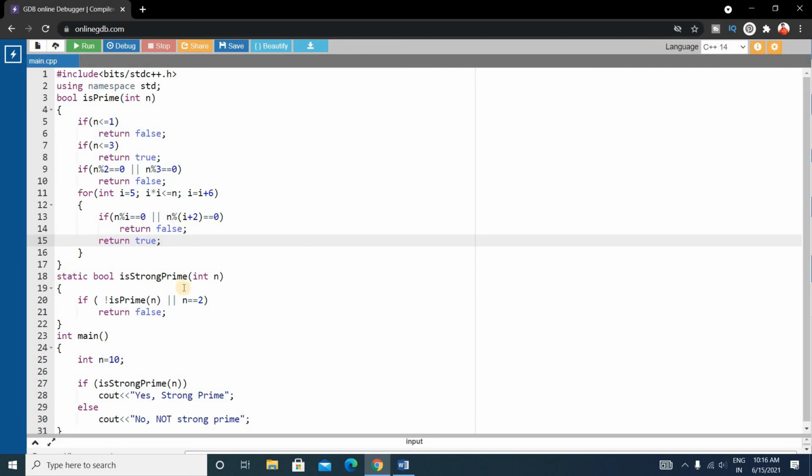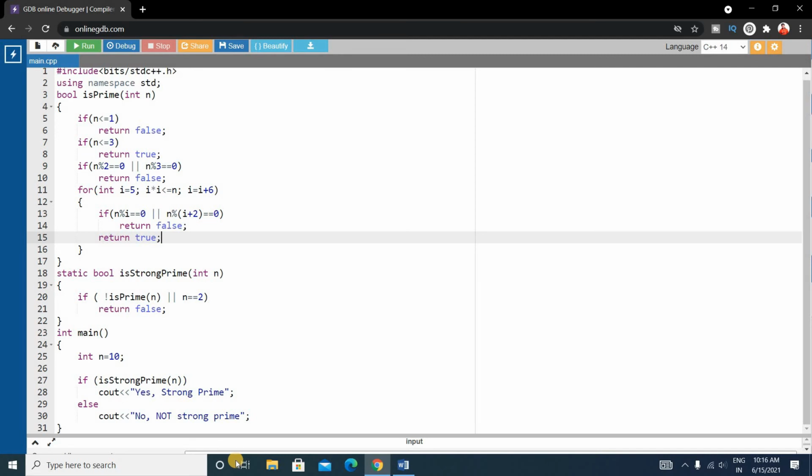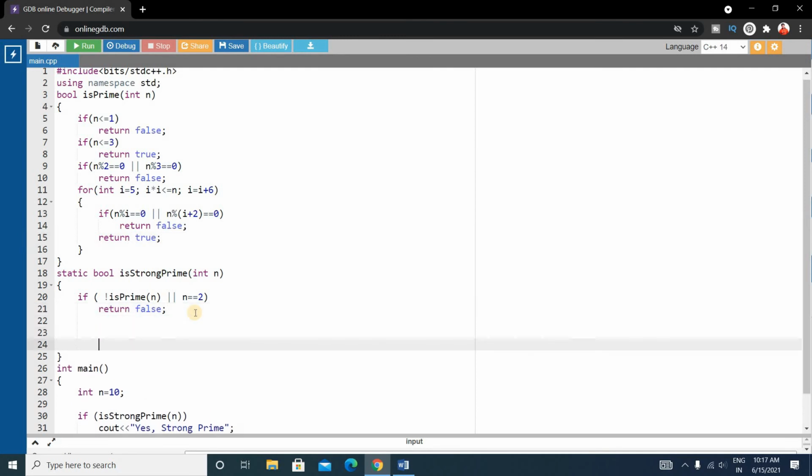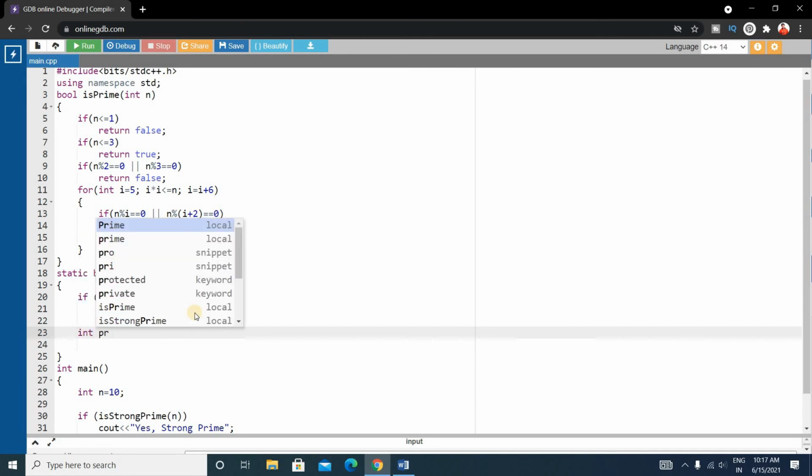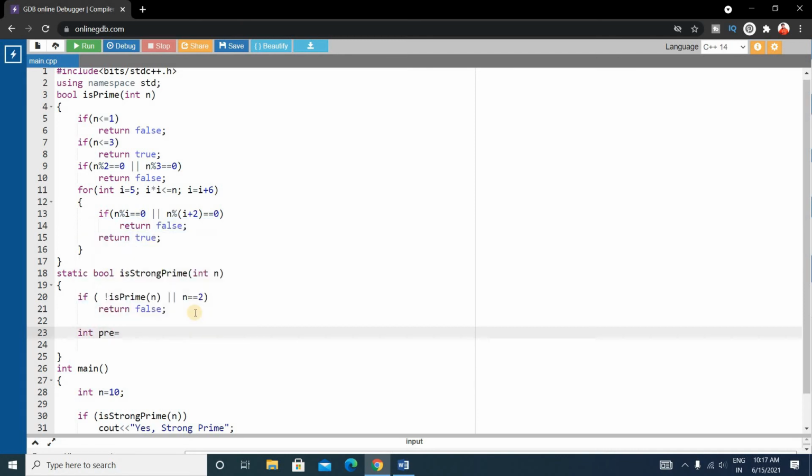Now we have to calculate if this is a strong prime or not. Our first condition was: if n is not prime or n is 2, then we will return false, that is, it is not a strong prime number. Now we'll write int previous and int next, so int previous is for the previous prime number.